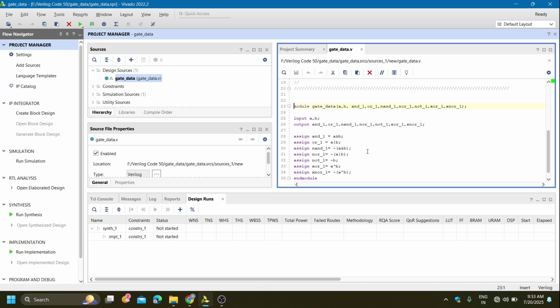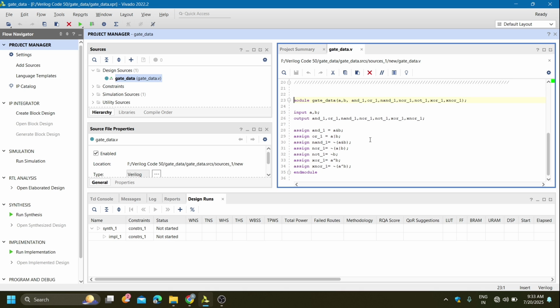In this question, the code is the same as the gate level modeling question which we solved in the last video. Here also we have two inputs, A and B, and the outputs: AND, OR, NAND, NOR, NOT, XOR, XNOR. For data flow modeling, we need to write assign and the output. This is our output for the AND gate implementation.